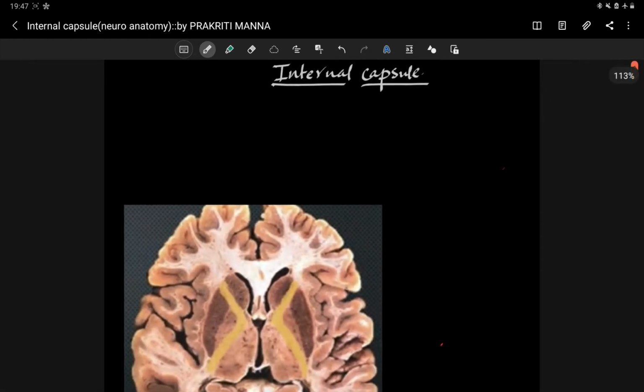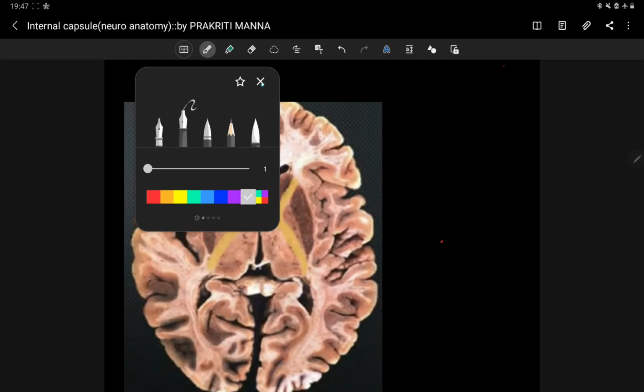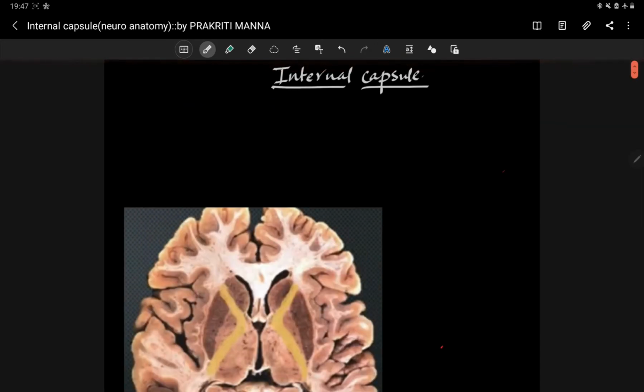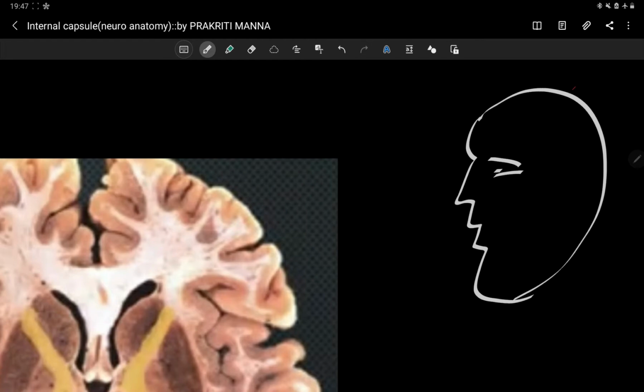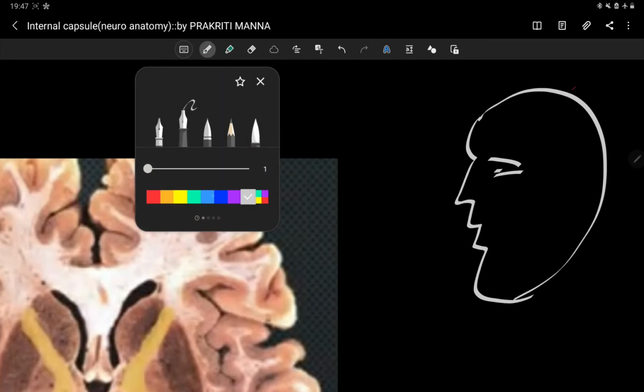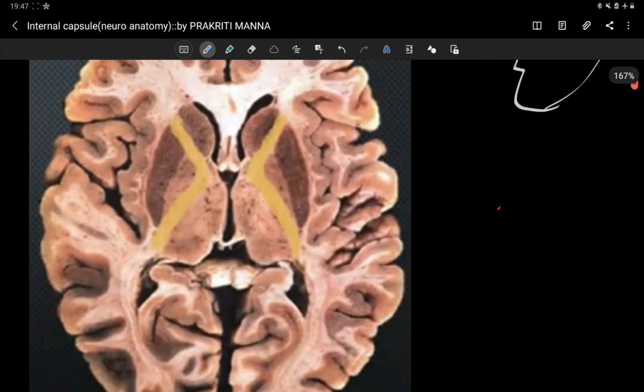So first look at this diagram. This is actually the superior view of your brain. Okay. Superior view means that you are looking from here. Here is your eye, and you are looking from here, from this portion. So this is the view of this image. Now I'm going to discuss this image.